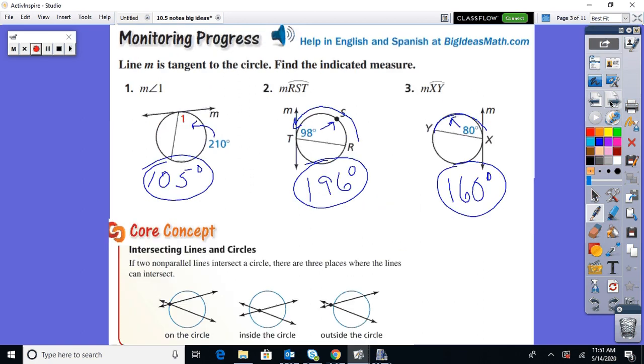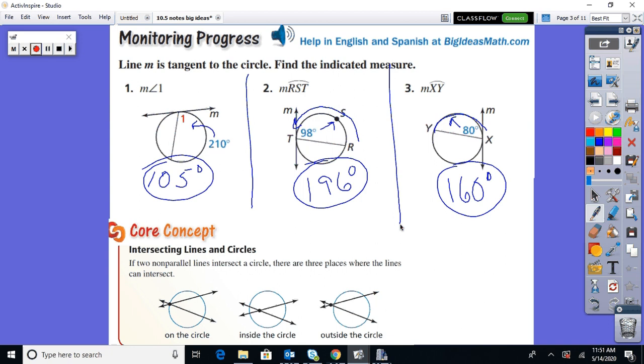Okay, hopefully your monitor progress looks like this. You've got a 105-degree angle, which opens up to 210 for number 1. Number 2, double your 98 to get 196. And then number 3, double your 80 to get 160. So tangents and chords make an inscribed angle, and the same rules apply.